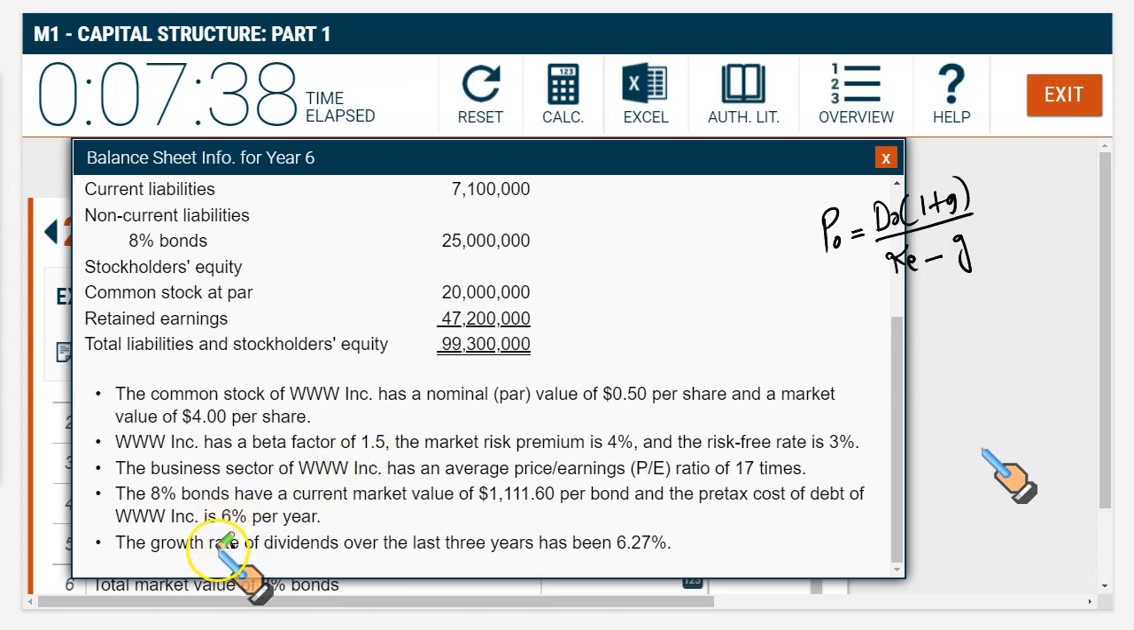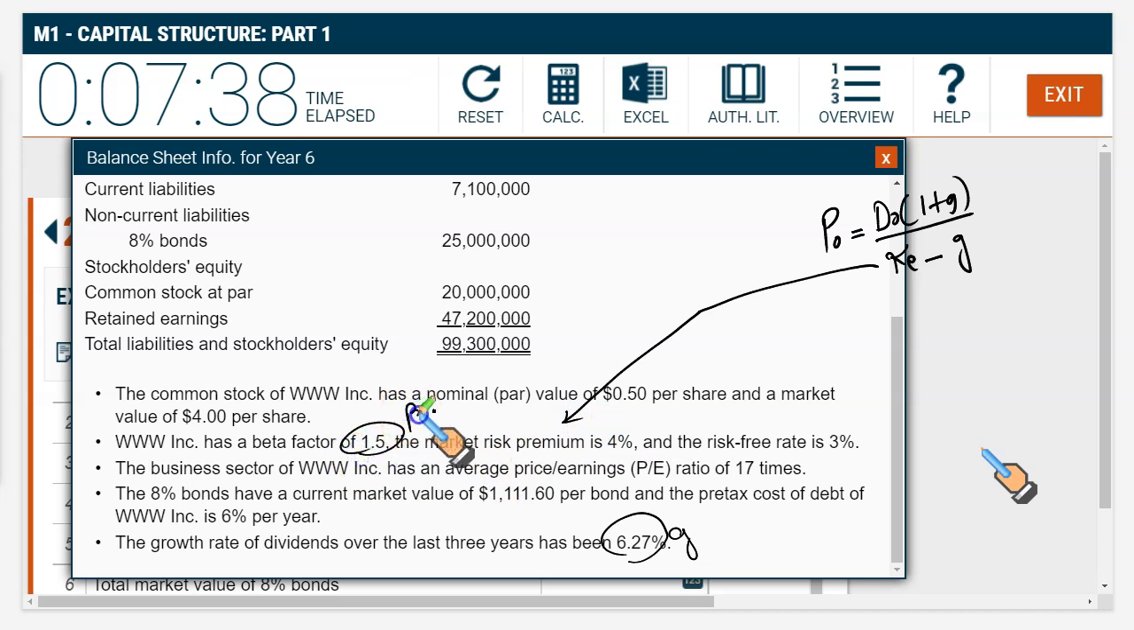Do we have the growth rate? Look at this. The growth rate of dividends over the last 3 years has been 6.27. We got it. This is G. Then do we have the cost of equity or current dividend? Current dividend is available in our first exhibit. We can get it from here. We don't have cost of equity, but we have all the components that we can use to calculate the cost of equity using the capital asset pricing model.